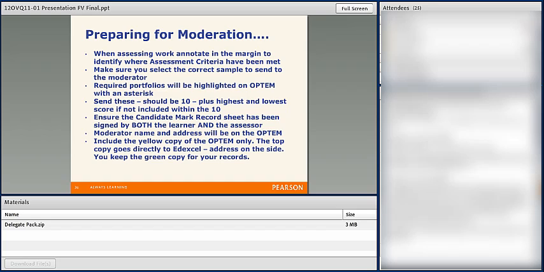Do make sure that you select the correct sample to send to the moderator. If you haven't done so already, you will be entering your learners with Edexcel for this particular qualification. Towards the end of April, you will receive from Edexcel a form called the Optem form.